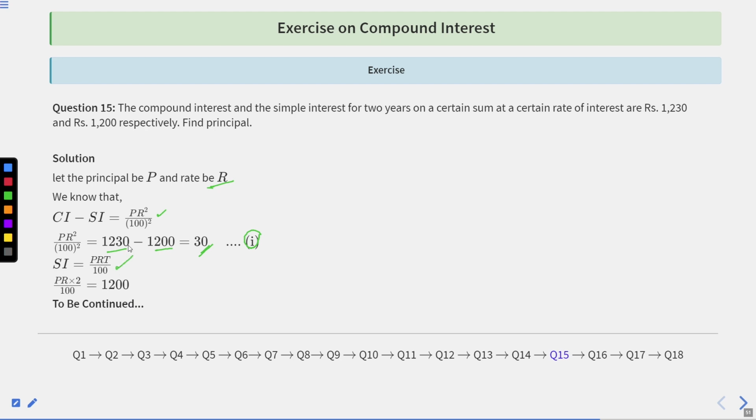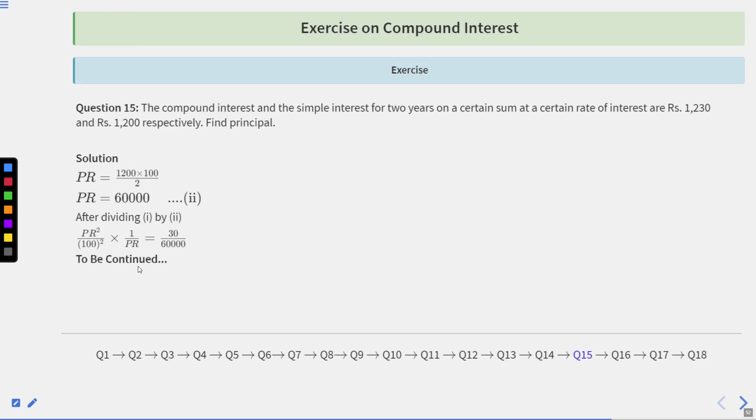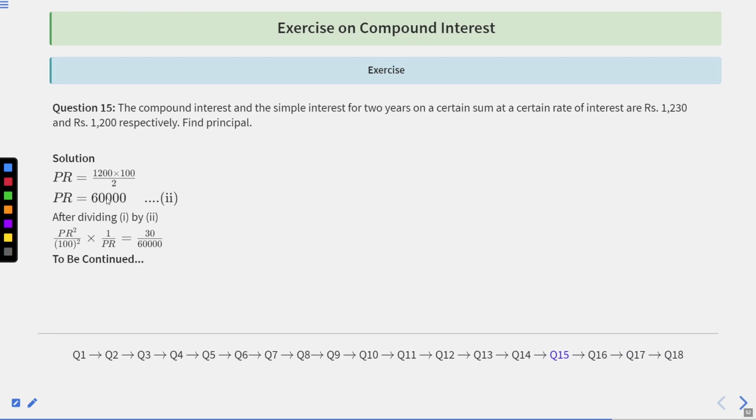And we know that simple interest is equal to PRT upon 100. So PR into T upon 100 is equal to 1200. So PR will be equal to 60,000, which is equation number 2.